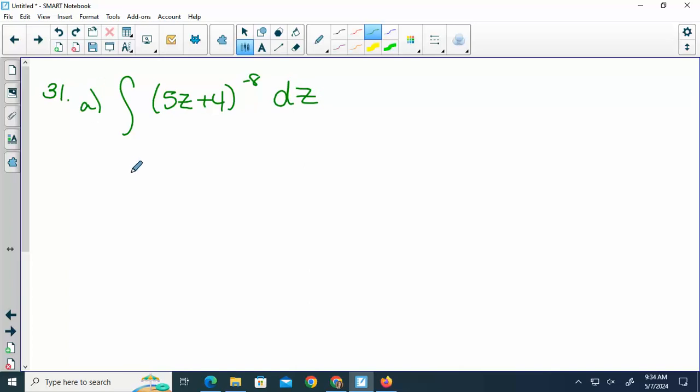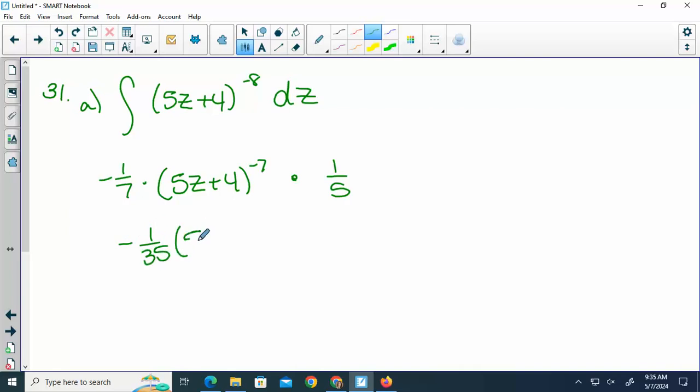So if we do the antiderivative, we know that an antiderivative would add 1 to the power. So that's a -7, so we would have to have a -1/7 out in front, right? Think about if you did the derivative now. The exponent comes down, multiplies, those cancel, inside stays the same, subtract 1, times the derivative of the inside. What's the derivative of the inside? So to cancel that, we need a 1/5. So we get -1/35 times (5z plus 4) to the -7.